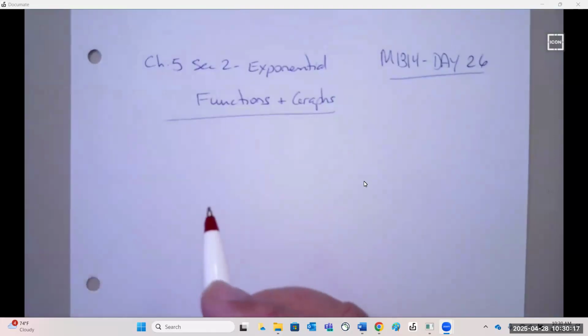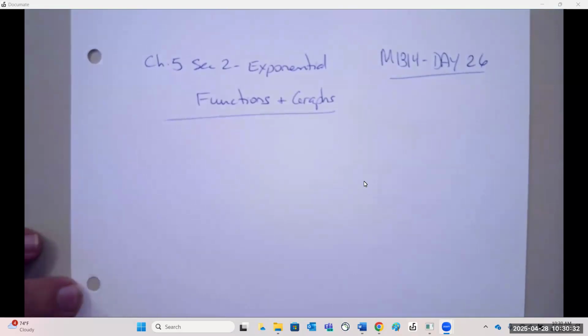Next section, we're going to deal with exponential functions and graphs. The reason why exponentials and logarithms go together, which is the reason why we learn inverse functions, is because they are inverses of each other. We're first going to look at what an exponential function is.